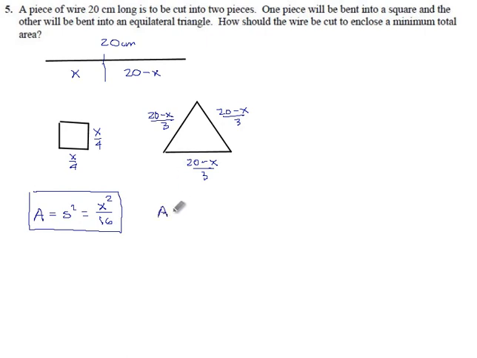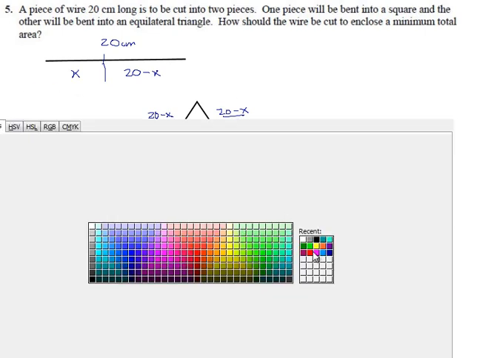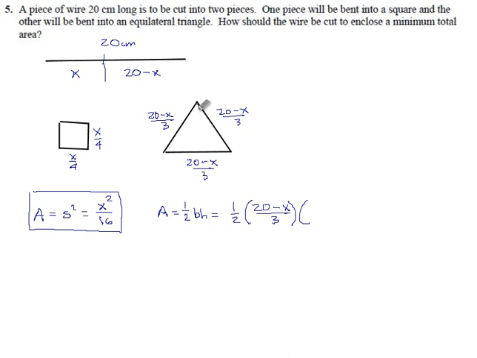This other section is a triangle, so its area is 1/2 base times height. The base is 20 minus x over 3, and the height we don't have, but we can get it, because we know trig. Equilateral triangles have 3 equal angles, and they're all 60 degrees, always. Looking at this triangle, this is its hypotenuse, 20 minus x by 3, and this is its opposite side. So opposite and hypotenuse, the sine function should help us here.